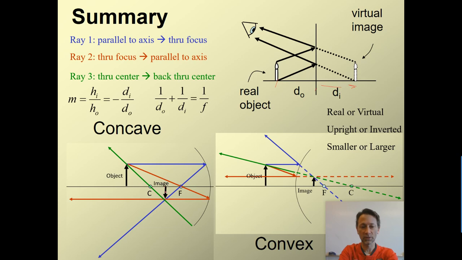Upright is if the image is going upright or in the positive y direction. So this over here is upright. This one over here is inverted. And then smaller or larger. Is the image smaller or larger than the original one? And that, in a nutshell, is optical mirrors.